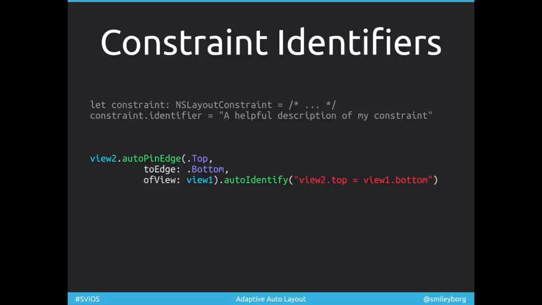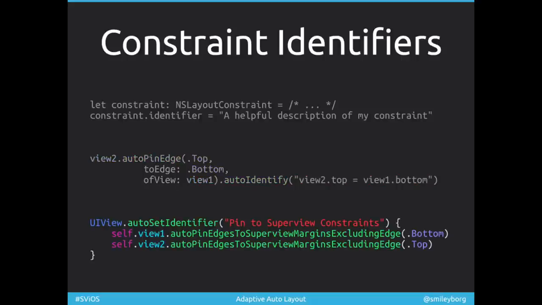It does the exact same thing that the first line setting that property does. The only difference is that if you do it this way, you can actually capture the return value of that autoIdentify, which is the constraint itself. In other words, this whole line of code, there's just one line of code here, can actually be assigned into a variable if you want to store that constraint, instead of having to write two lines like the first two on the slide.